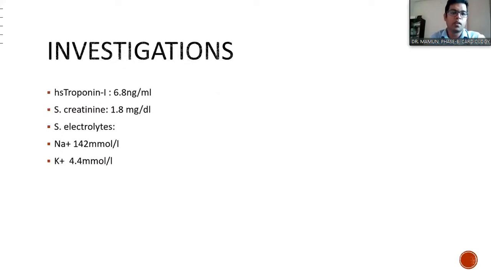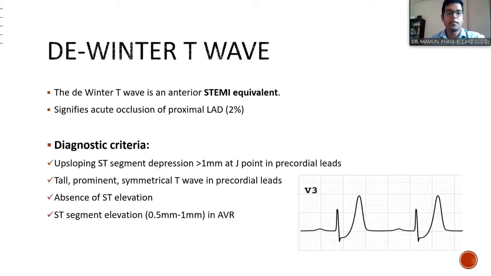This is the investigation. Troponin I was raised, serum creatinine mildly raised. So our diagnosis was de Winter T waves in the setting of non-STEMI. What is the importance of de Winter T waves? It is a STEMI equivalent, and it indicates proximal LAD occlusion. This is the criteria of de Winter T waves that I mentioned earlier in this ECG.